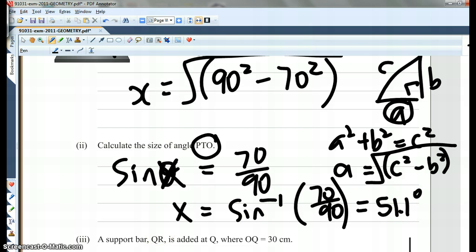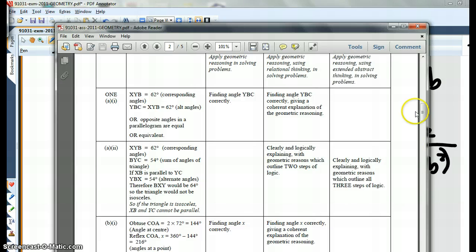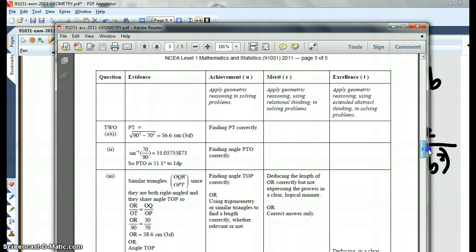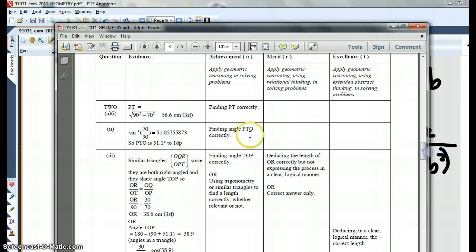Okay, so we'll just double check that. Where are we? Yep, 51.1. Finding it correctly, and I didn't bother working that one out.